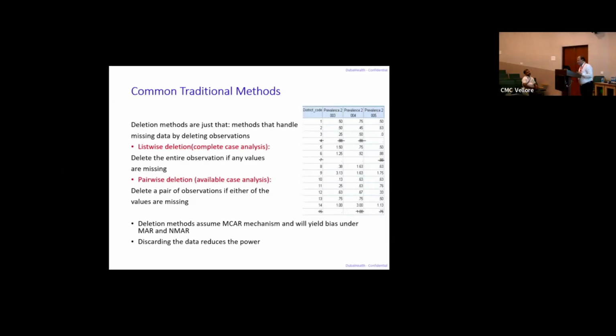Deletion methods assume the missing completely at random mechanism and will yield bias under MAR and NMAR. Now, we are not interested in deleting the cases. We are trying to resolve the issue by imputing that information, which is broadly acceptable. The question is what amount of information is missing. If the information missing is less than 10%, you can impute it. If it is 30% or 40%, don't try to impute, even though you have sound statistical methods. It is okay for observational studies. If you have 20% missing data, you can do the imputation.